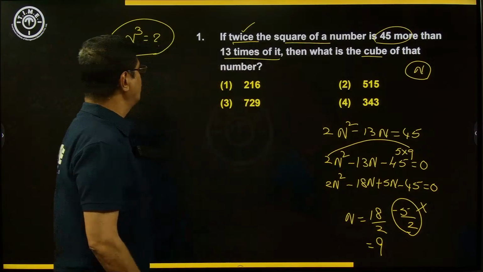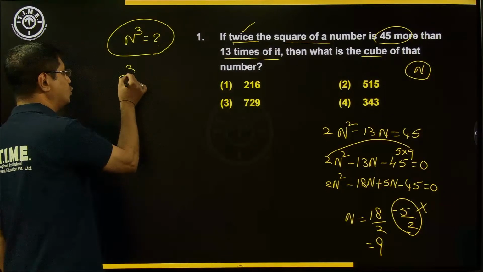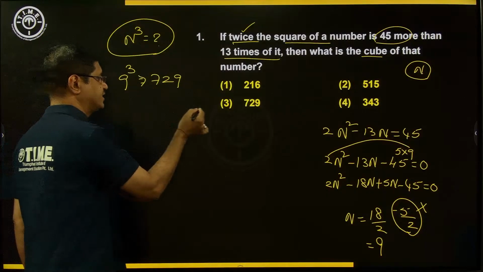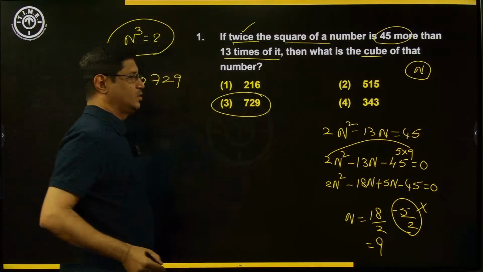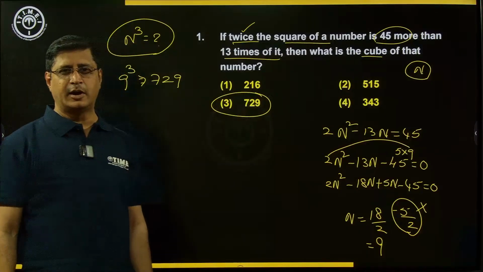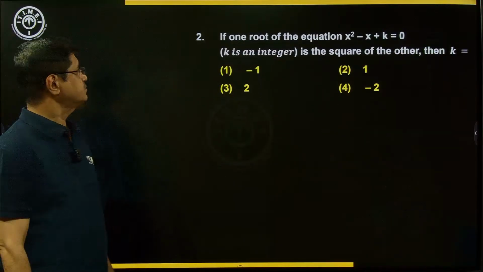When n is equal to 9, what is the value of n cube? N cube is equal to 9 cube, that is 729. Answer choice 3. Choice 3 is the right answer. Okay, now look at the next example on your screen.